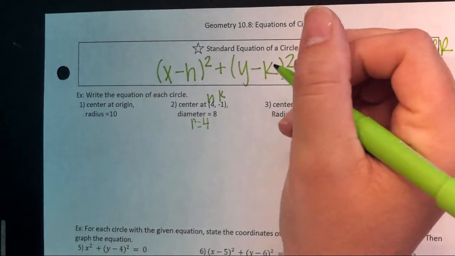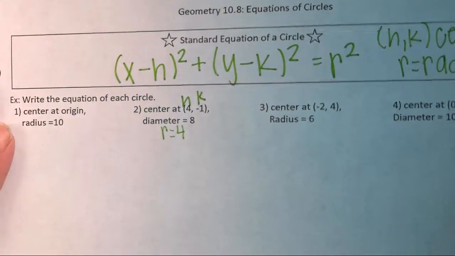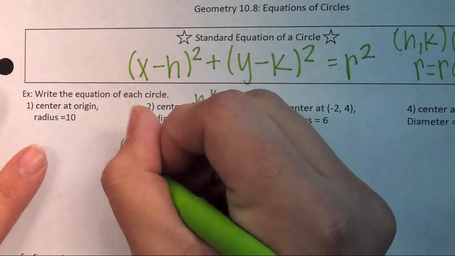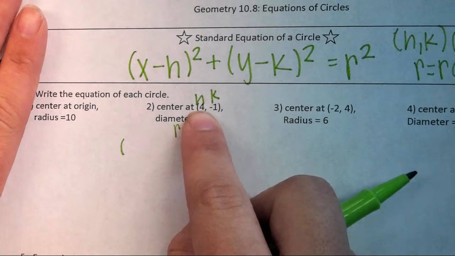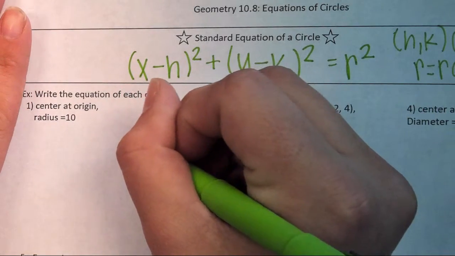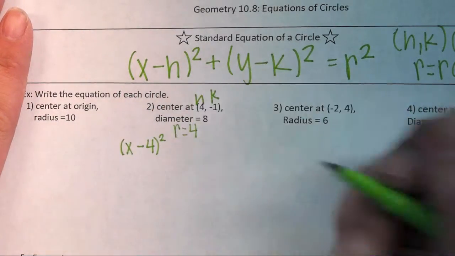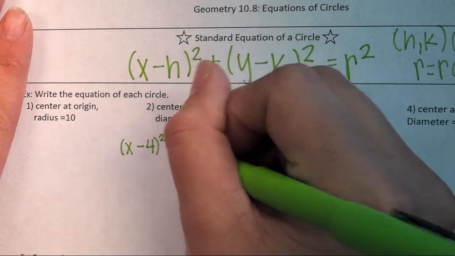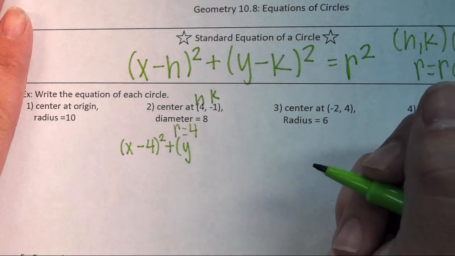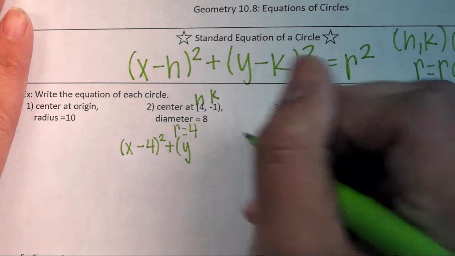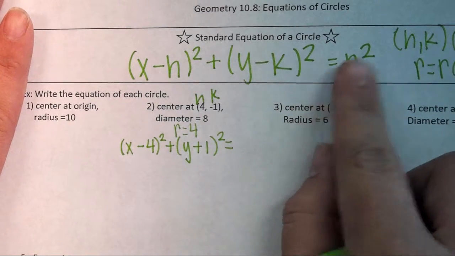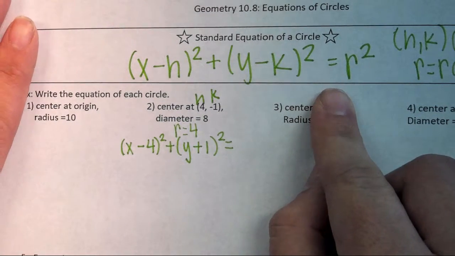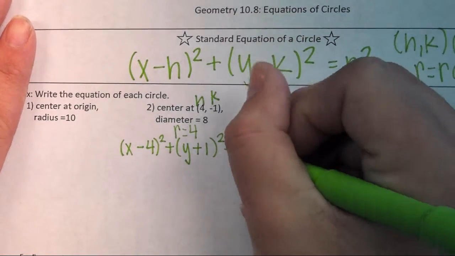So if we're plugging this in, your equation is going to look like this. You always start with what comes first. So the 4 is positive, so when we plug it in, it becomes x minus 4 squared plus y plus 1 squared equals radius squared. Well, what's the radius? What's 4 squared? That's your answer.